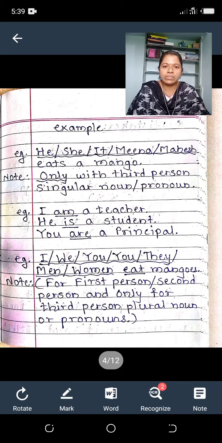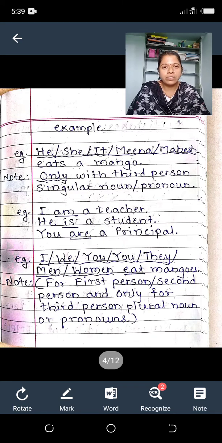So see the note once again. For first person, second person, and only for third person plural nouns or pronouns, we have to use the original form of the main verb in simple present tense. Now see, here we have excluded the third person singular form, which I have discussed in the first example.